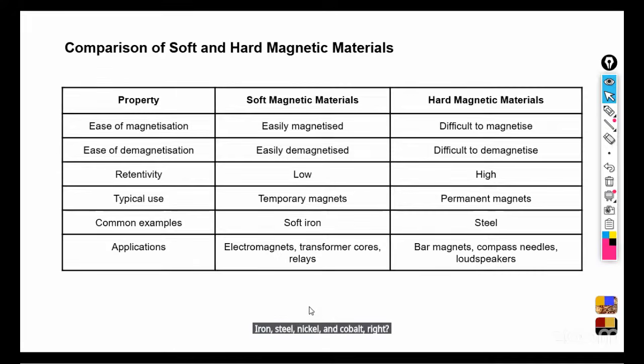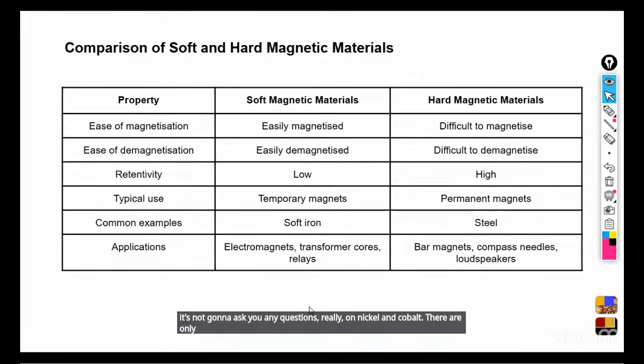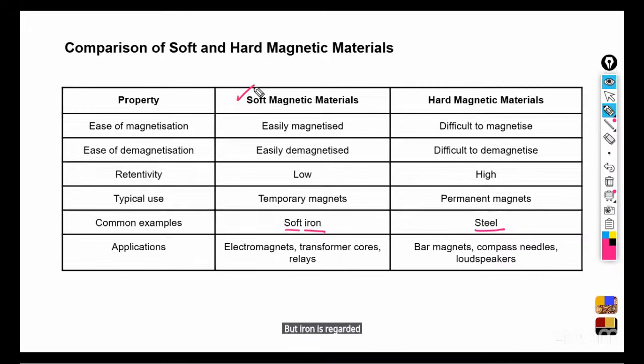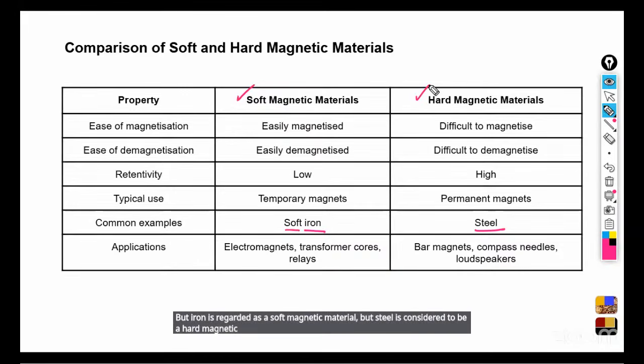The examiner is not going to ask you any questions really on nickel and cobalt. They're only going to concentrate on iron and steel. Now, soft iron and iron is the same thing. Don't let the word soft throw you. Iron is regarded as a soft magnetic material, but steel is considered to be a hard magnetic material.